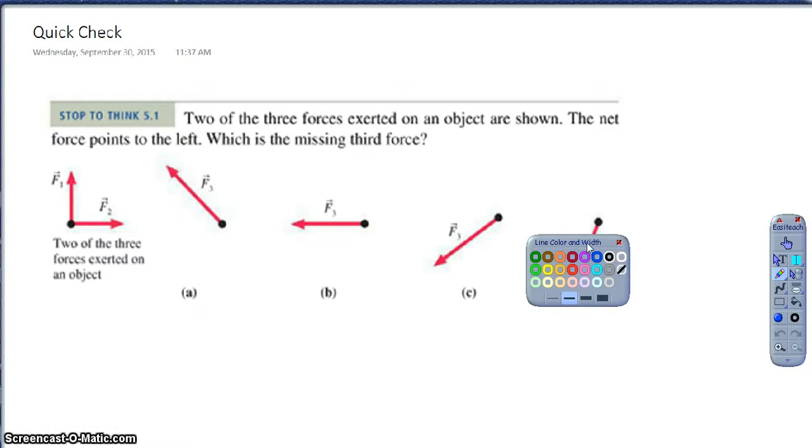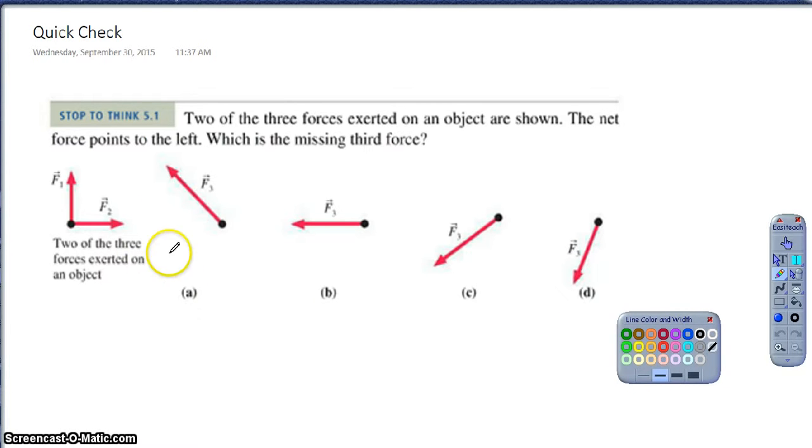So anyway, quick review. Hopefully that's all pretty basic. So a quick concept check here for you. I know this is a little blurry on the screen here, but it's pretty clear on your handout. Two of three forces exerted on an object are shown. The net force points to the left. Which is the third missing force? I'd encourage you guys to try this on your own before you watch the answer here. If I want the net force to be to the left, then obviously the third force needs to have a component going to the left that is greater than this force here.